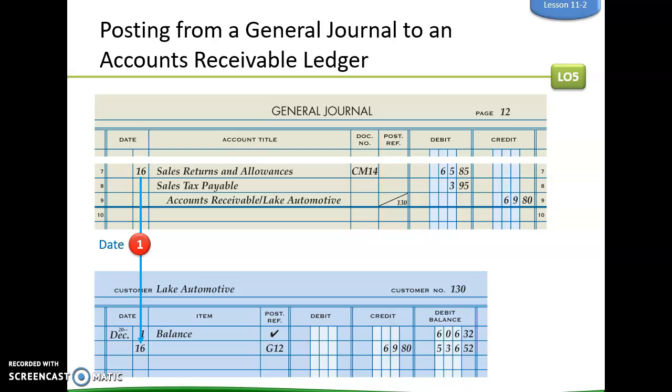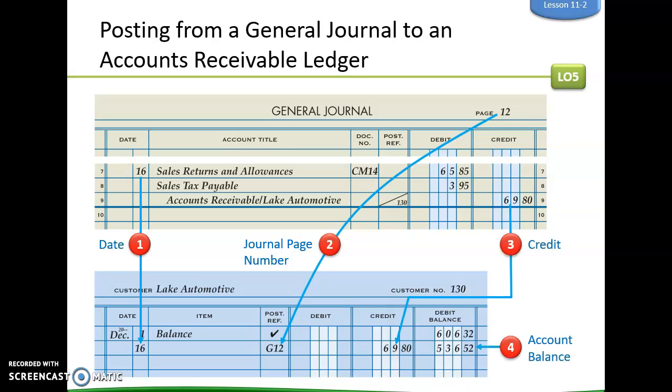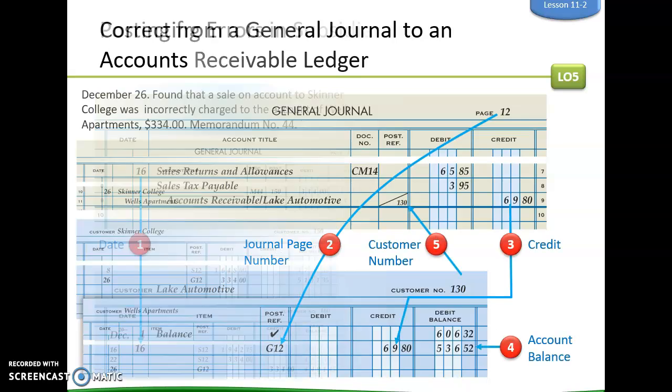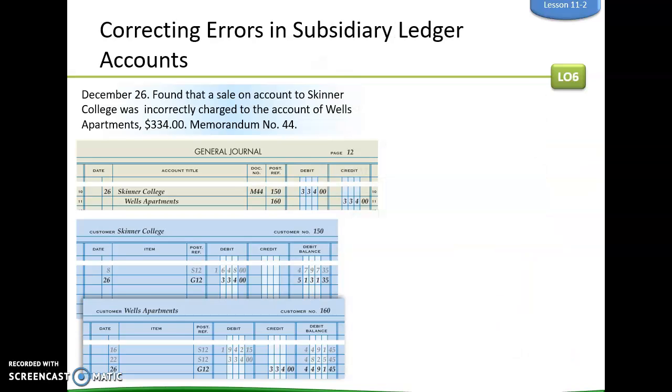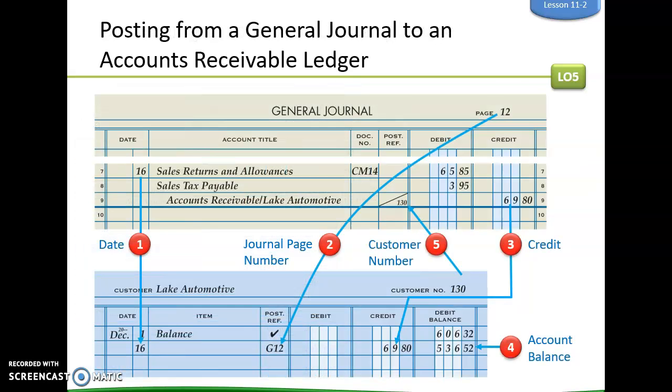Okay, so let's just go through and finish this transaction. We're going to do G12 because it's general journal 12. And then again, to finalize up in the top, that diagonal slash, we need to put the general accounts receivable ledger, so that's customer number 130. We would put that as our post reference.